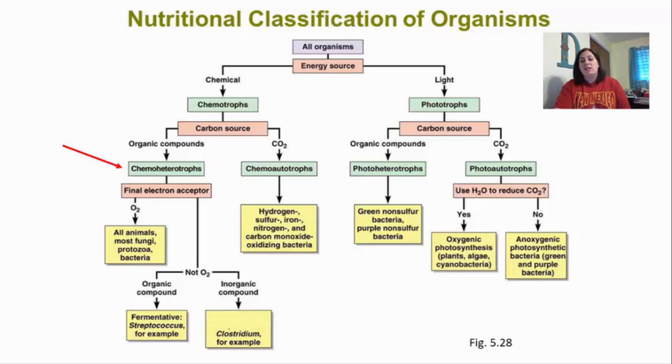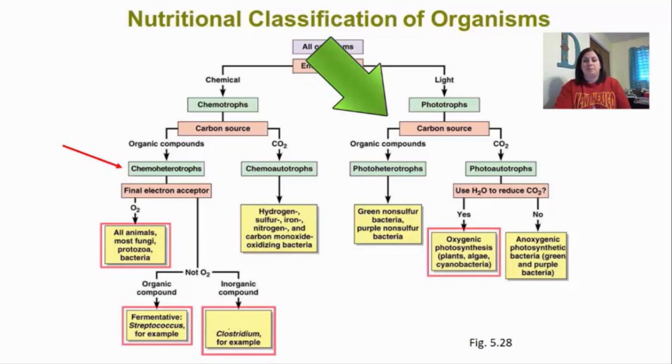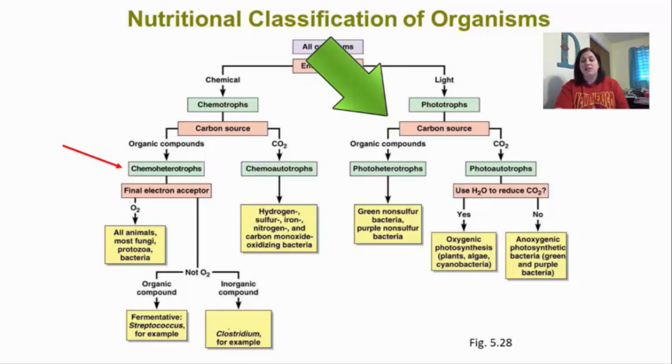We also see then over here the phototrophs. The phototrophs could either be photoheterotrophs or photoautotrophs. And so these give you some examples. If we're looking at the photoheterotrophs, this is going to be like your green non-sulfur bacteria and purple non-sulfur bacteria. If you're looking at the photoautotrophs, if they use water to reduce the carbon dioxide, these are going to be oxygenic photosynthesizers like plants, algae, and cyanobacteria. If it's anoxygenic photosynthetic bacteria, this would be green and purple bacteria.